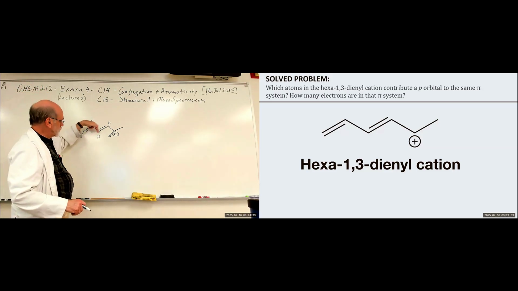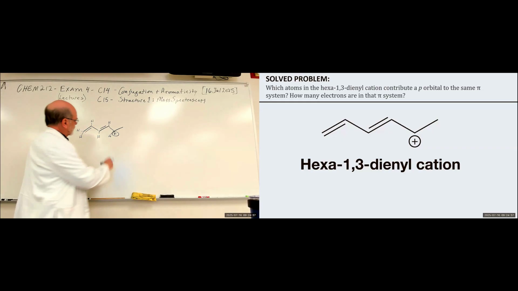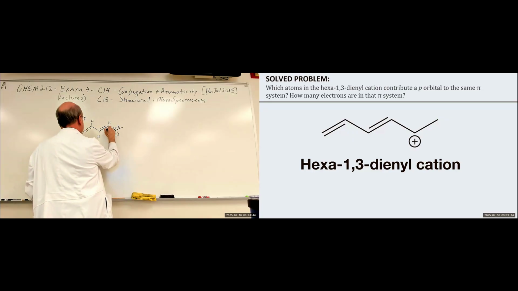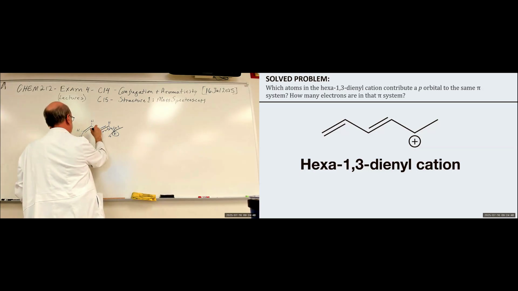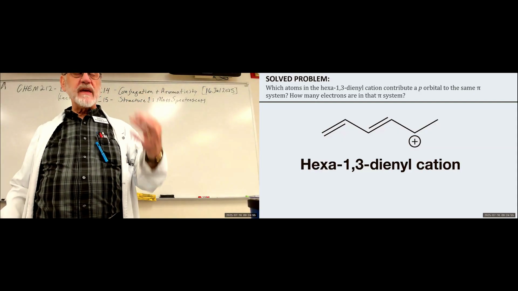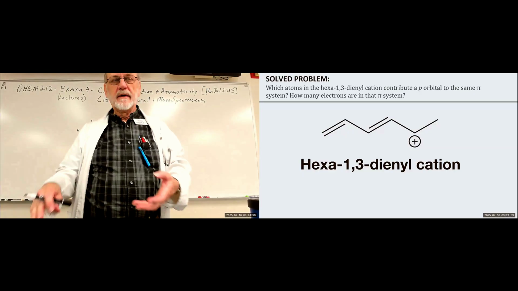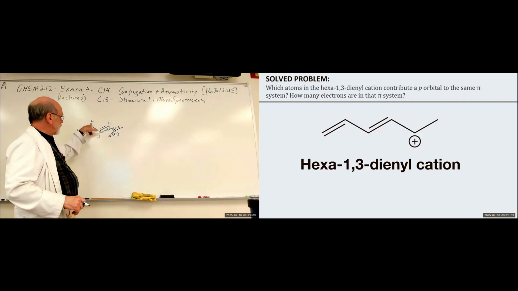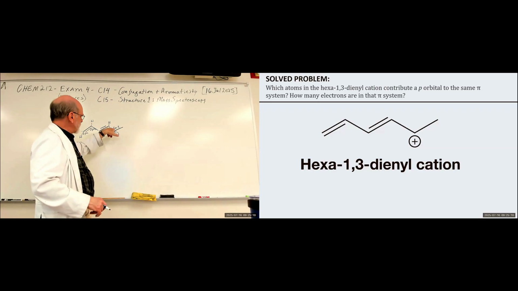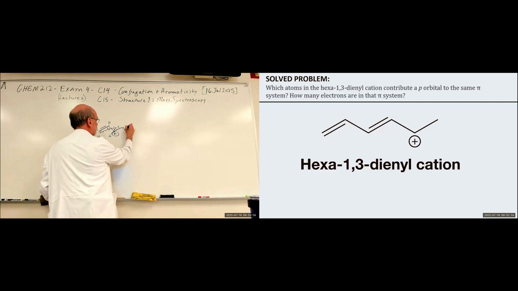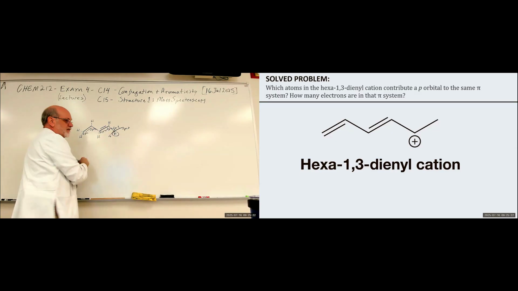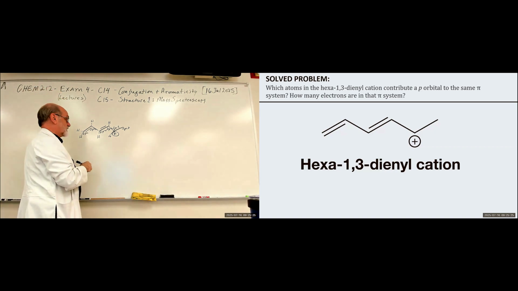So this one has 1, 2, 3, 1, 2, 3, 1, 2, 3. This one's also sp2, right? It only has 3. So all of these are sp2 hybridized carbons. That means each one has an extra p orbital that's not used for bonding until we say it is. If we overlap p orbitals on these two, we get that double bond. Overlap p orbitals on these, we get that double bond. And then we have a p orbital here. It's not going to be overlapped. This one is sp3 hybridized, so it's not involved in the conjugation. Only the first 5 carbons are involved.